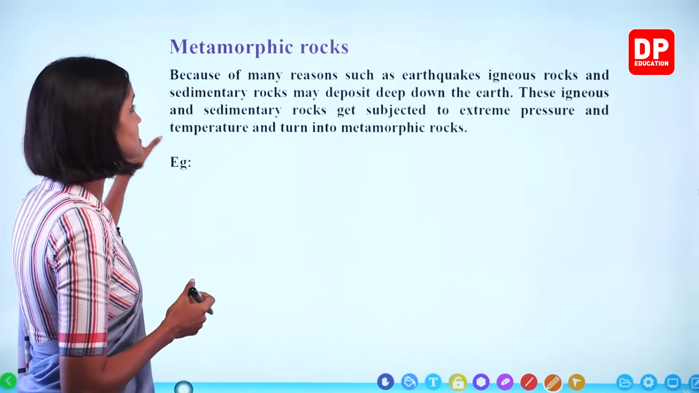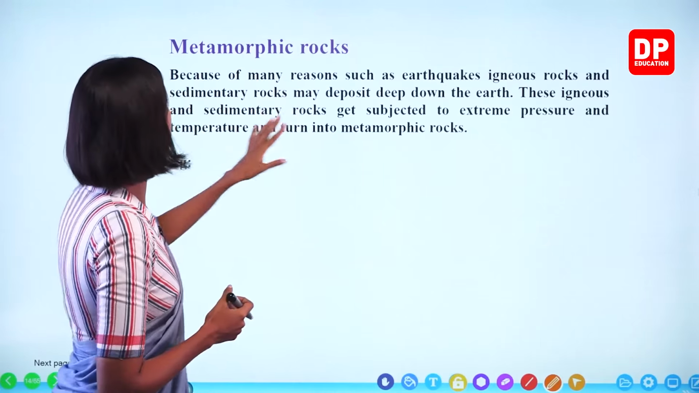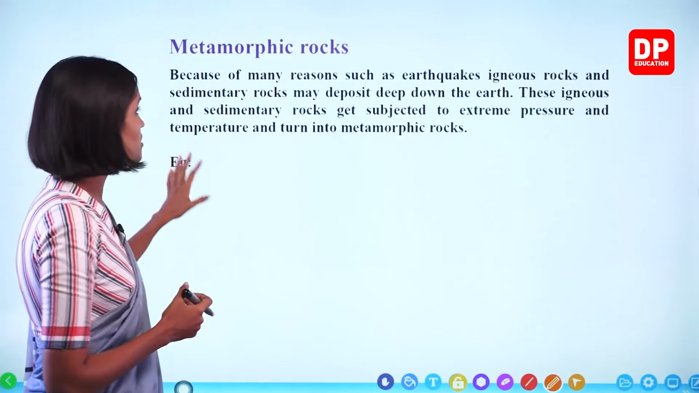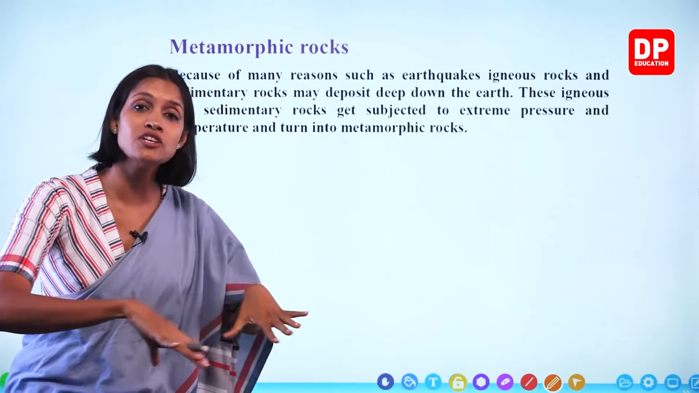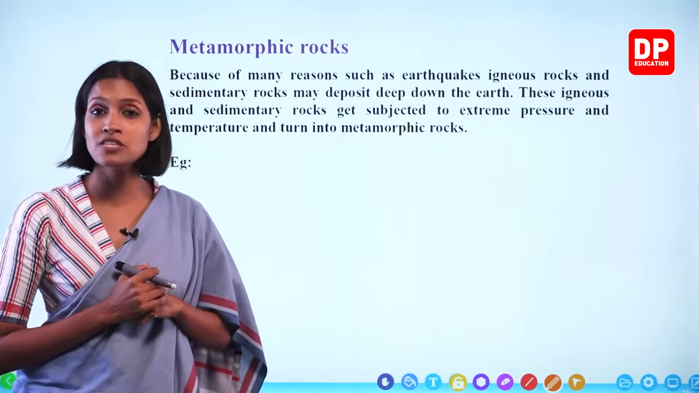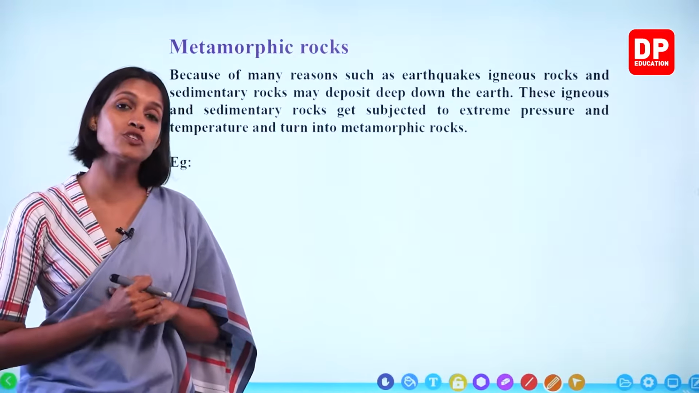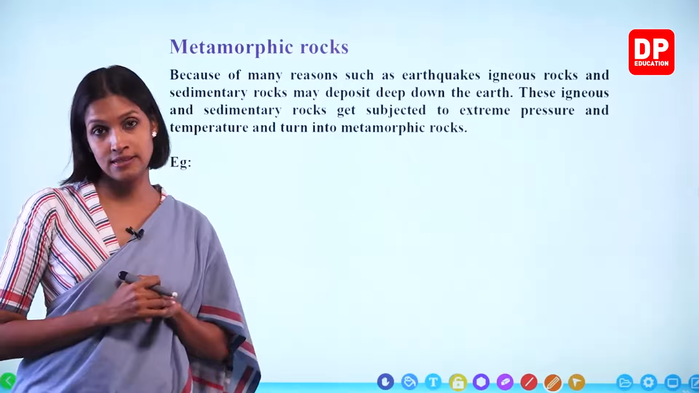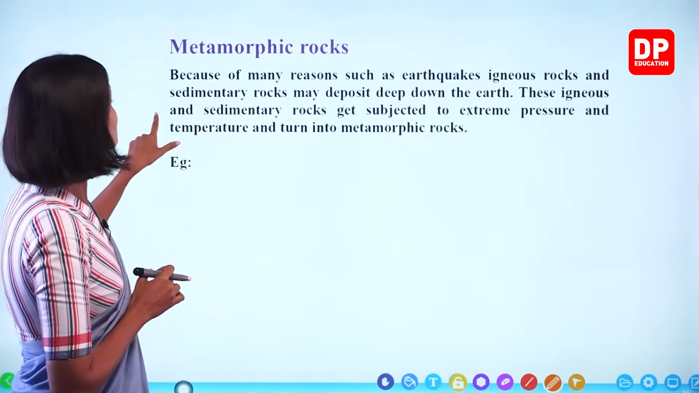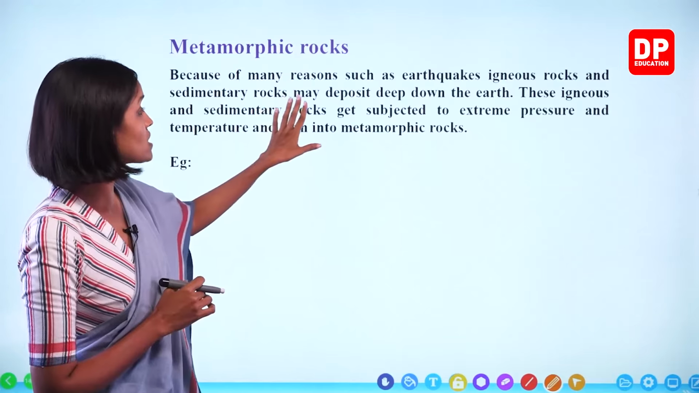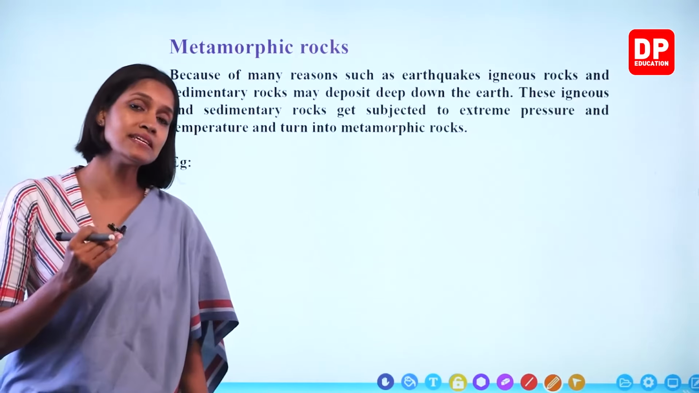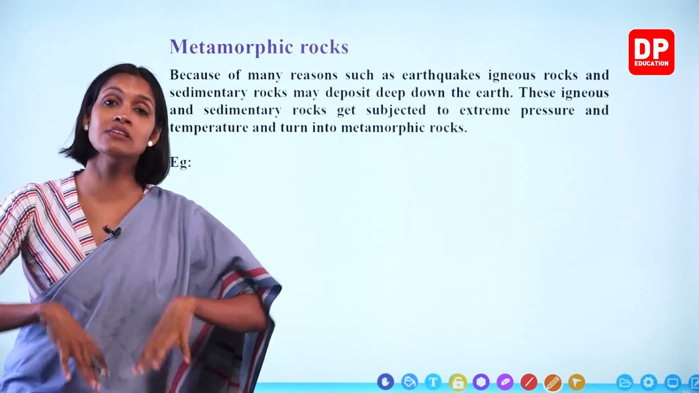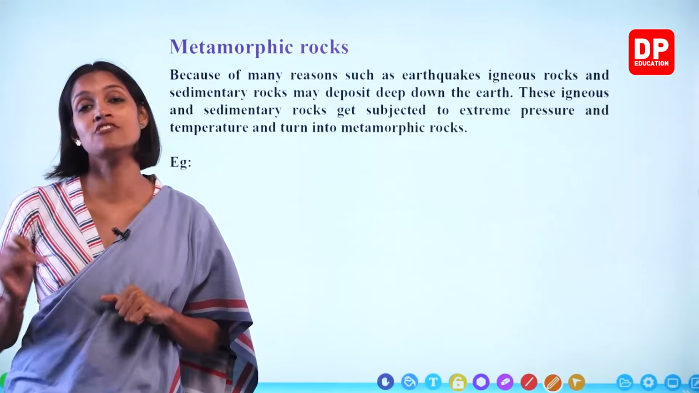Because of many reasons such as earthquakes, igneous rocks and sedimentary rocks may be deposited deep down in the earth. Sometimes during earthquakes, when certain areas of the earth get opened, what happens, children? Igneous rocks and sedimentary rocks present on the surface of the earth will go inside to the inner part of the earth. Right, children? So these igneous and sedimentary rocks get subjected to extreme pressure and temperature. Why? What is the reason? In the 8th lesson we learned that temperature and pressure in the inner layers of the earth is much higher than that of the surface of the earth.